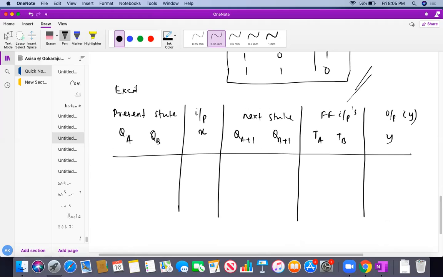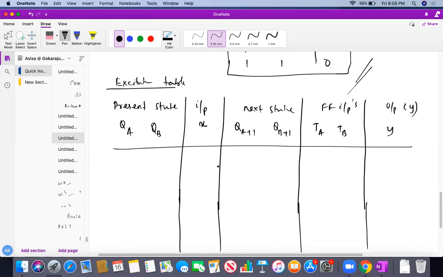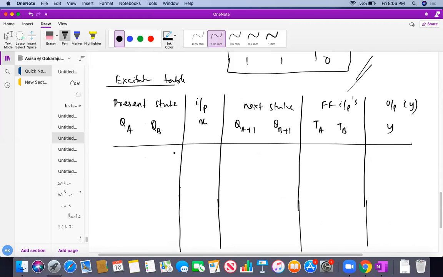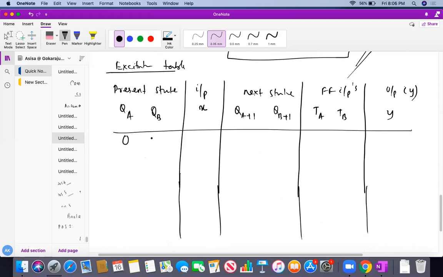How we can find out? Just check here. This is my excitation table. Just see here, QA, QB and X, QA plus 1, next state, flip-flop inputs, TA, TB. So my present state is what? Just see here in this present state, A. A means it's actually what would be my states? So these are actually A. A means 0, 0, 0, 1, 1, 0. So this is QA, QB. Am I correct? So this is my 0, 0.